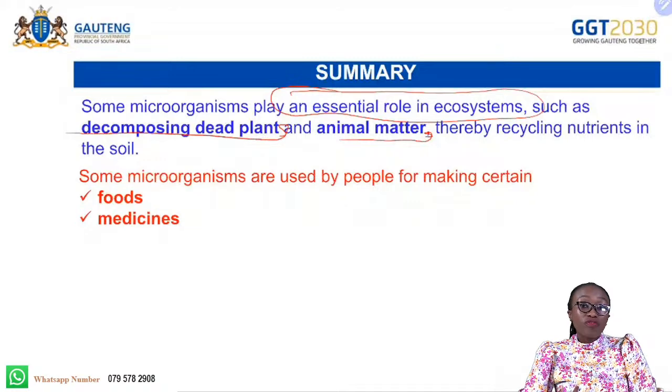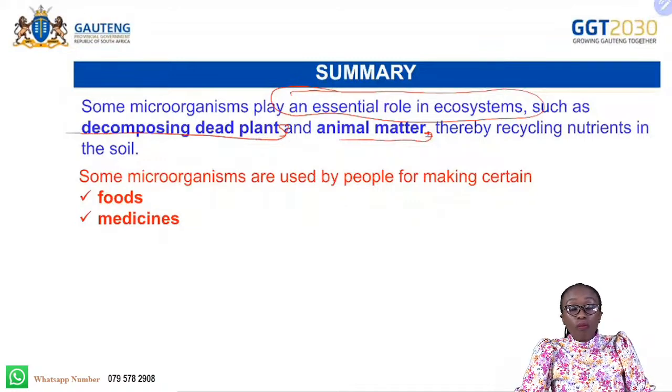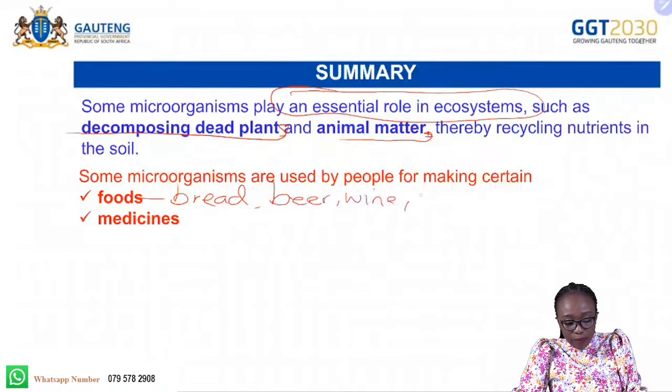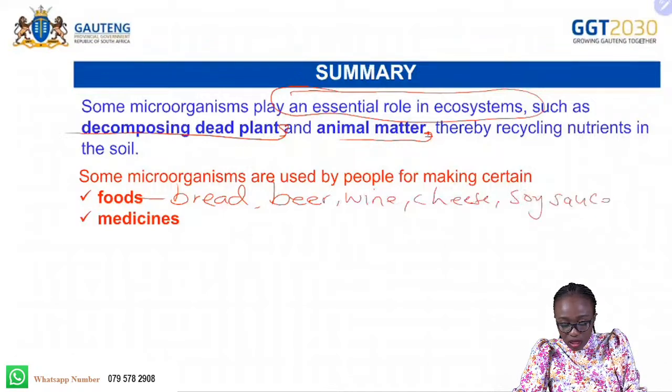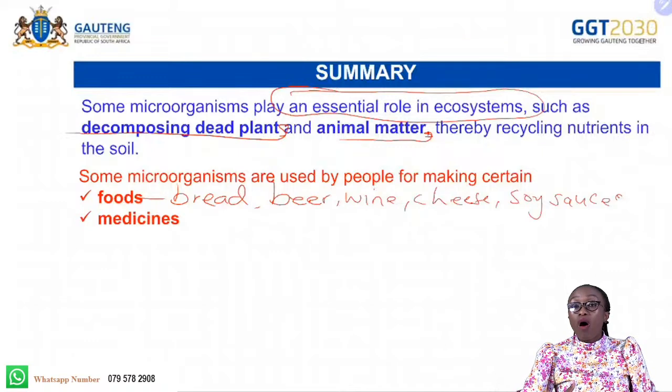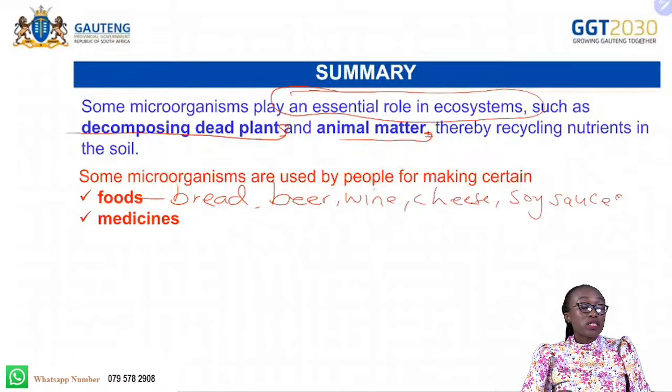So what kind of foods are made using microorganisms? We gave examples such as bread, brewing beer, brewing wines, making cheese. We even said soy sauce as well. So making these different kinds of foods using microorganisms. We also learned that microorganisms also take part in different symbiotic relationships within ecosystems.